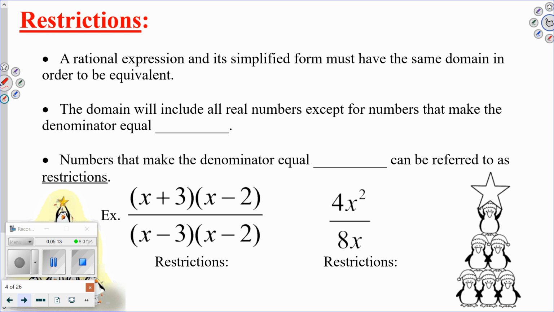So the domain will include all real numbers. All possible real answers are out there, except for numbers that make the denominator equal what? What's your denominator not allowed to equal? 0. So if you have something that you would say is an answer and plugging it in makes a 0 in the bottom, it is no good. That can't happen. Numbers that make the denominator equal 0 can be referred to as restrictions. And when we get into solving, those are like no solutions, right? Those are answers that don't actually work.